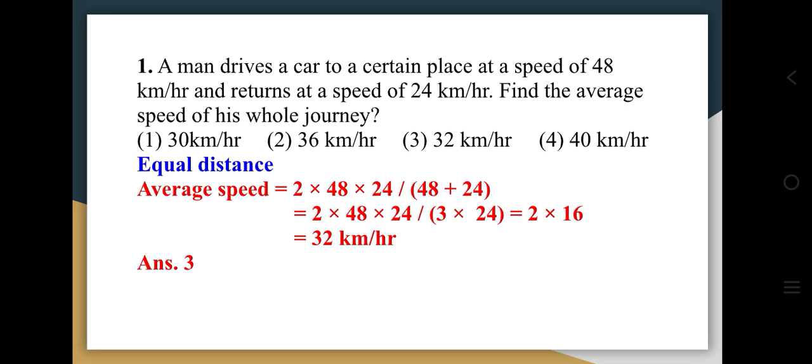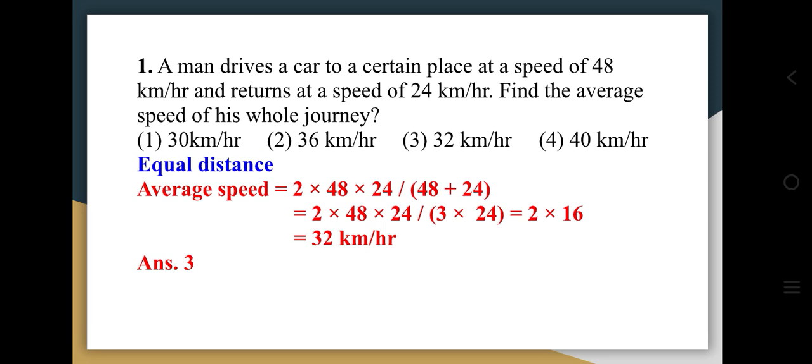A man drives a car to a certain place at a speed of 48 km per hour and returns at a speed of 24 km per hour. Find the average speed of his whole journey. So the first speed is 48 km per hour and he returns at a speed of 24 km per hour. So here the distance travelled at two different speeds is the same.